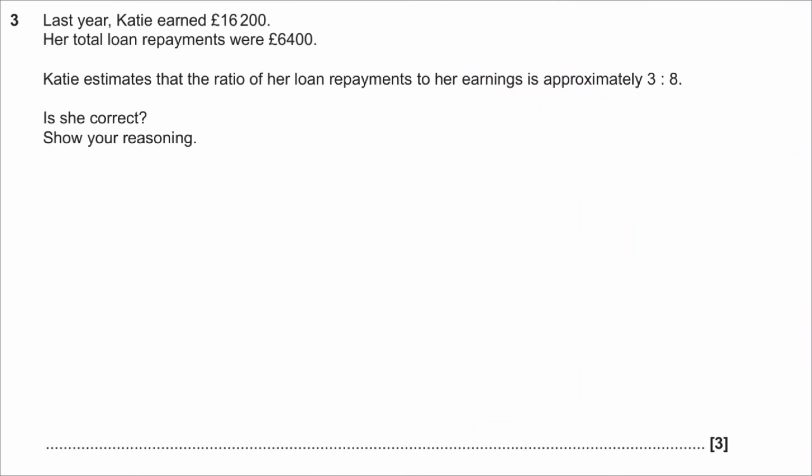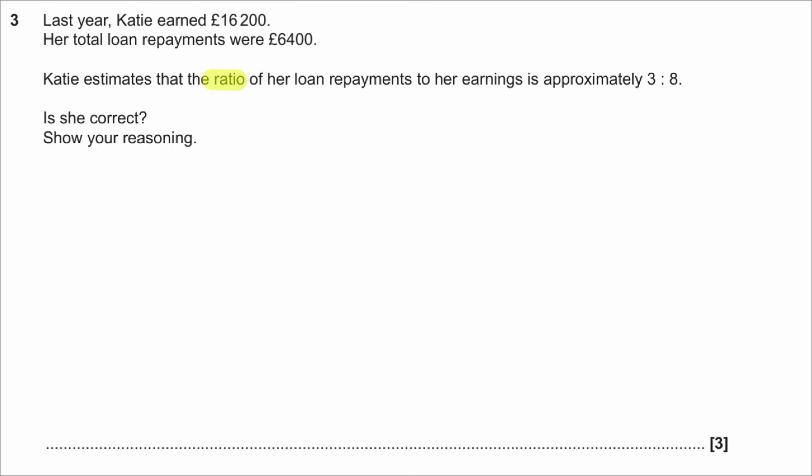Good. Question 3. Last year Kate earned £16,200. Her total loan repayments were £6,400. Kate estimates that the ratio of her loan repayments, so this part up here, to her earnings, so the top part, is approximately, so roughly equal to 3:8. Is she correct? Let's highlight a few keywords here.